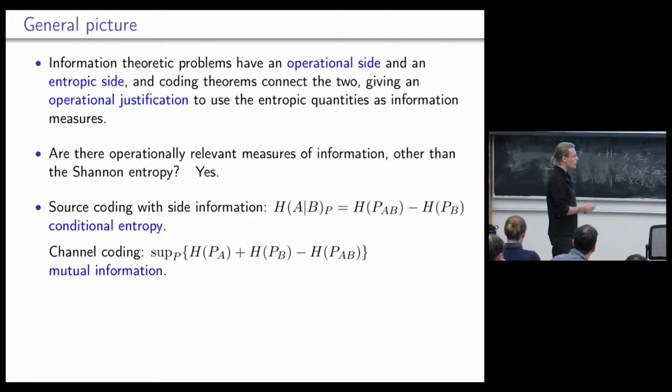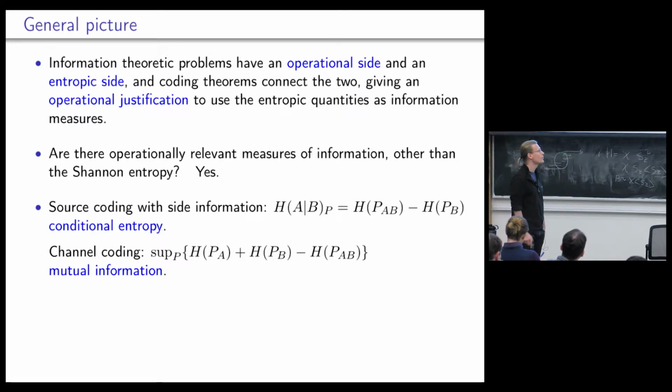The other one is the mutual information, which again can be expressed by the Shannon entropy. Again, we have a bipartite distribution. We take the sum of the entropies of the two marginals, and we subtract the entropy of the joint distribution. This gets its operational interpretation more or less from channel coding, more or less because we have to take an optimization over input distributions to the channel. And this is the input distribution, and this joint distribution is what is created by the channel between the input and the output. Okay.